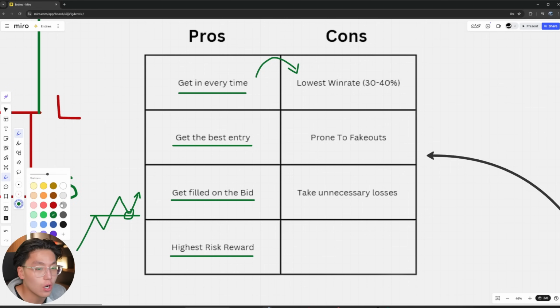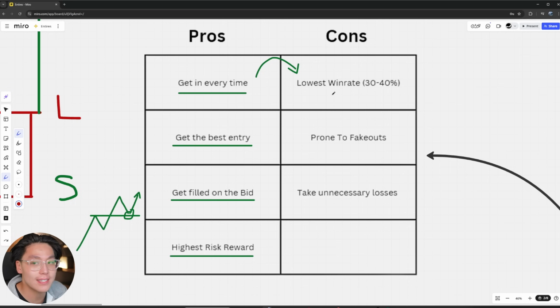As for our cons, the cons in this case is it has the lowest win rate. The reason being is because no matter what break and retest you're getting into, it doesn't matter if it's a high probability or if it's a low probability break and retest, you're going to be getting into that break and retest no matter what, especially if you're looking for high of day plus continuation. So you have around a 30 to 40% win rate depending on the market conditions.